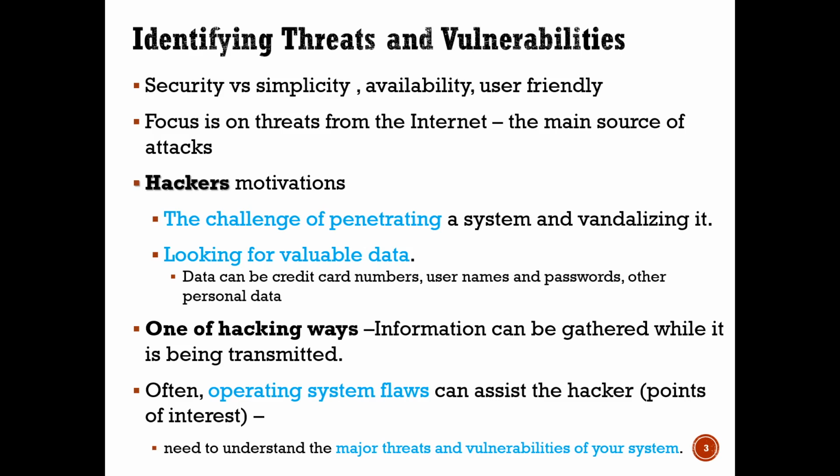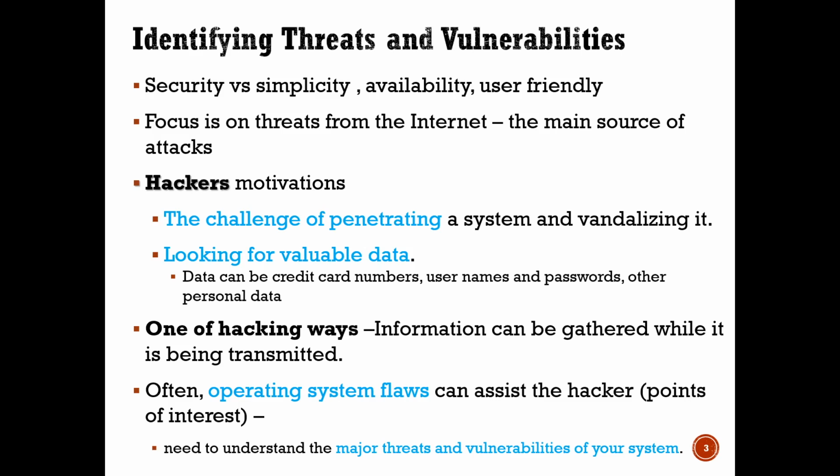Well, one of the hacking ways here is that information can be gathered while it's being transmitted. This happens in most networking environments, and we can call it interception, where you are sending data from client to a server, or from client to another client, or any peer-to-peer between any two nodes. And unexpectedly, this information happens to be intercepted by a third party who is reading the information or listening to the channel. Often operating system flaws can also assist the hacker, because here the operating system is a point of interest, and we will be talking about this a lot in the upcoming slides within this chapter.